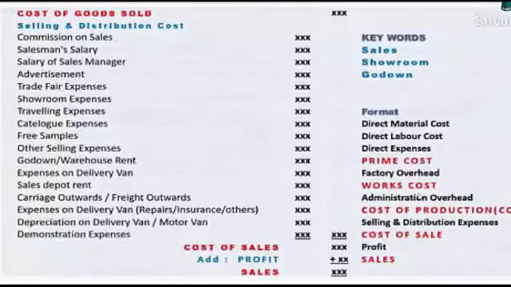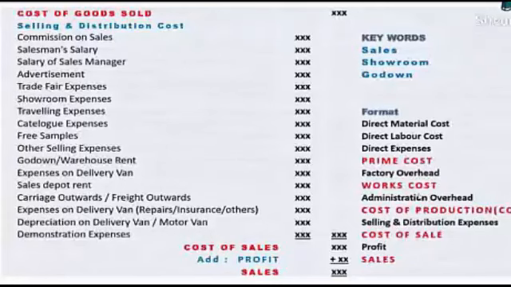Free samples, other selling expenses, godown and warehouse rent, expenses on delivery van, sales depot rent, carriage outward, freight outward. These are different names. So transport on sales could be another name for this. Expenses on delivery van, repairs, insurance. So any expenses incurred on a delivery van, a different name may be given, repairs of a delivery van, insurance of a delivery van, but you have to identify this.